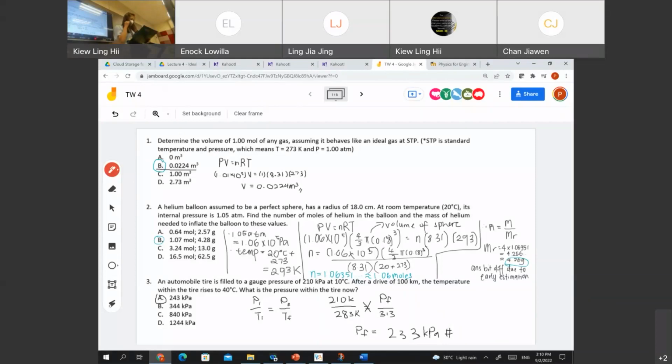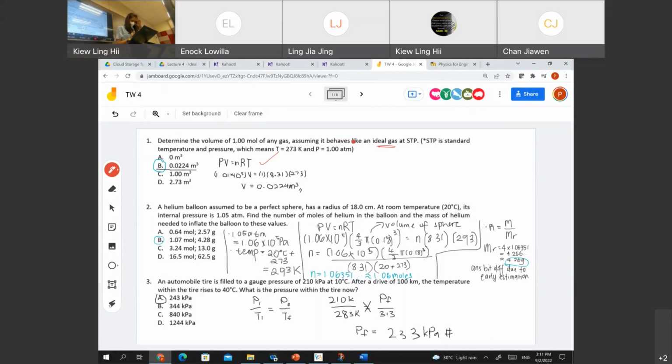Okay, so let's look at the question. Question 1: determine the volume. We have an ideal gas, so we can use the ideal gas equation, PV equals nRT.